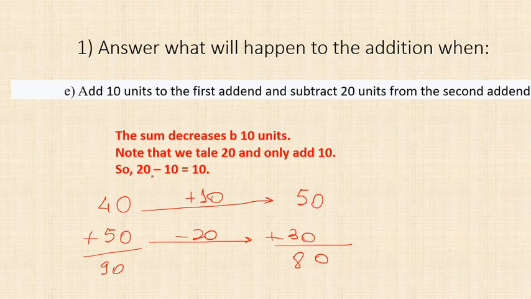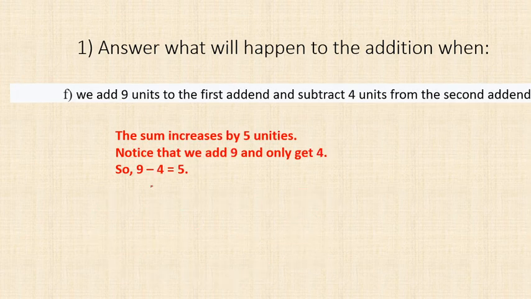I do 20 minus 10 because I took out 20 and I added 10. So at the end, I decreased in 10 units. Okay? Then, letter F. What happens when we add 9 units to the first addend and subtract 4 units from the second addend? So the sum increases by 5 units. Let's see here.